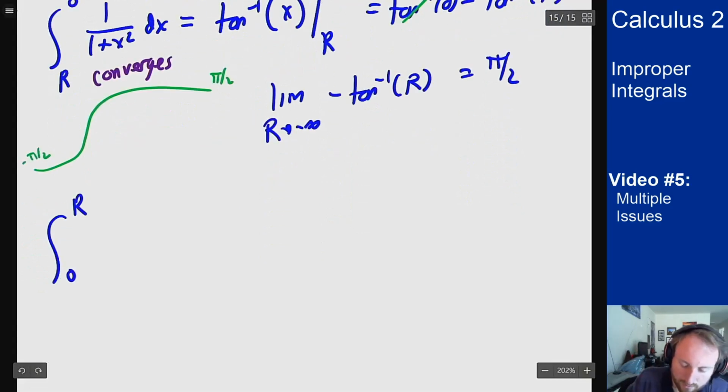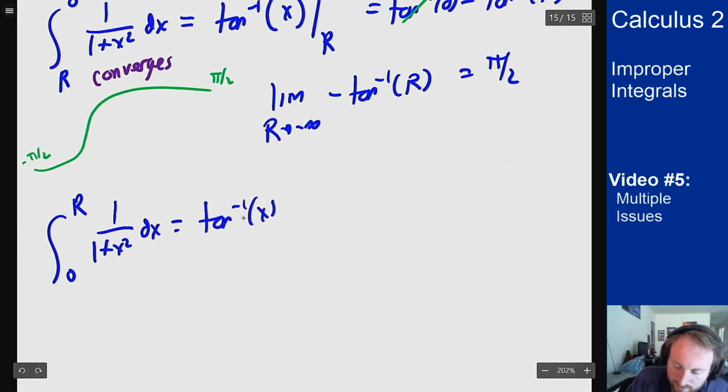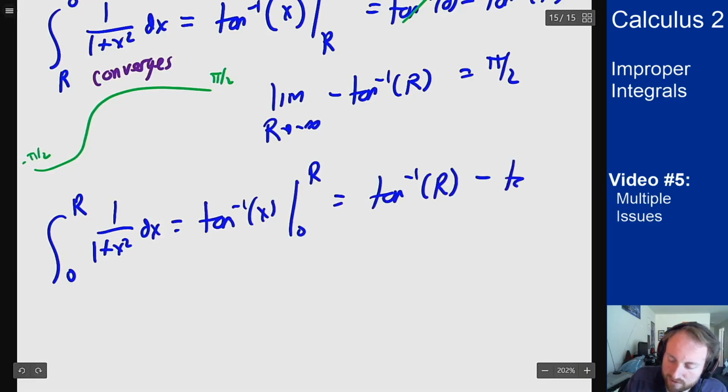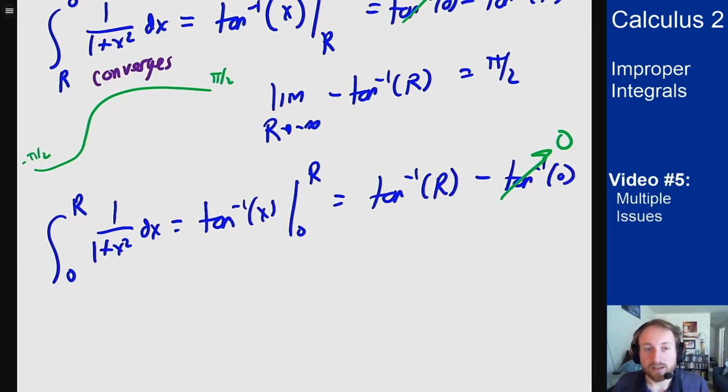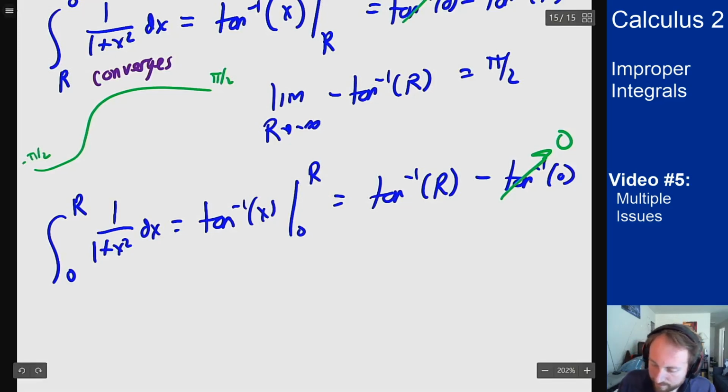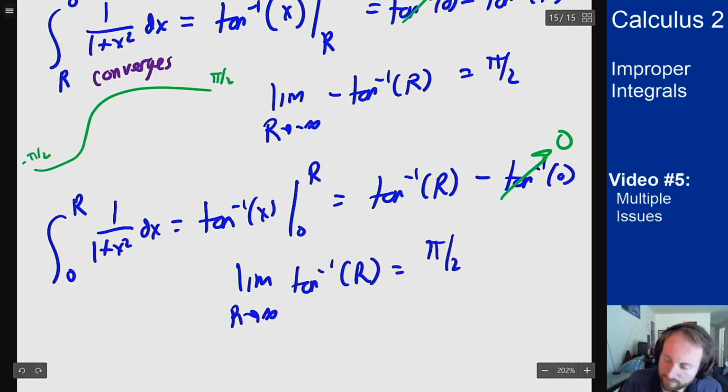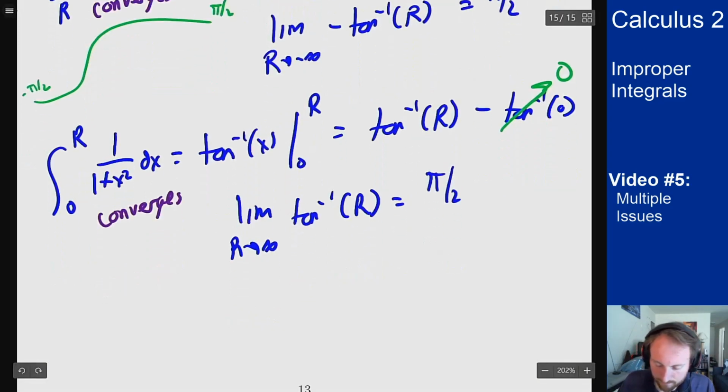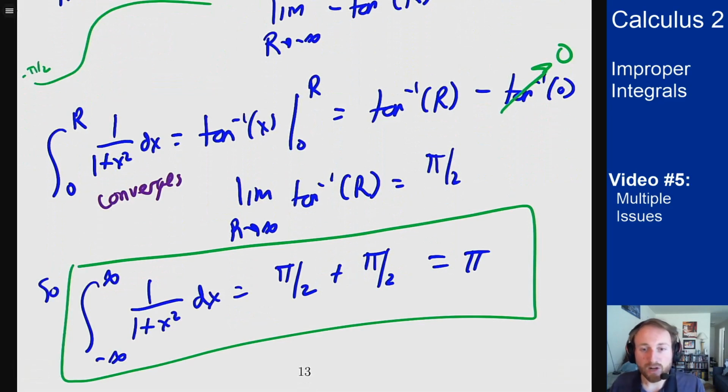The integral from 0 to r of 1 over 1 plus x squared dx becomes inverse tangent again from 0 to r, which is inverse tan of r minus inverse tan of 0, and this is 0 again. And as r goes to infinity, inverse tangent goes to positive pi over 2. The limit as r goes to infinity of inverse tan of r is pi over 2. Means this also converges. And so then my total integral is adding these two together, which gives me pi. And so the point here is, for this one, you probably would have gotten it either way.